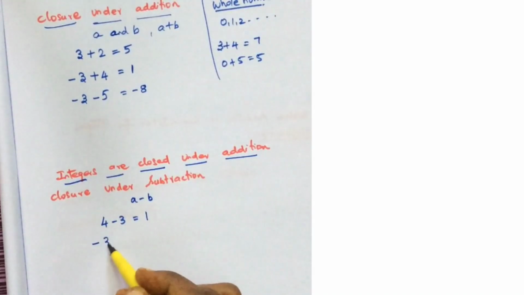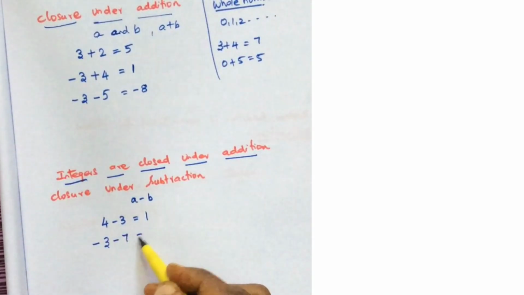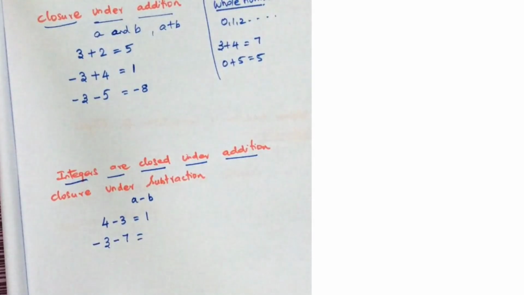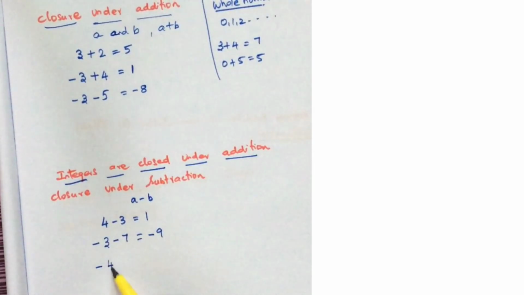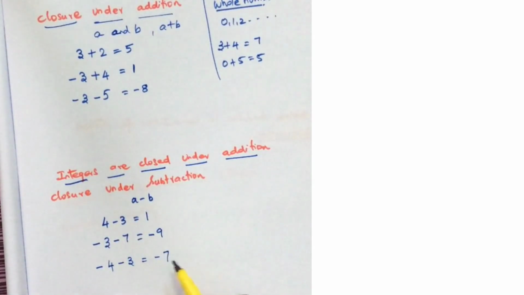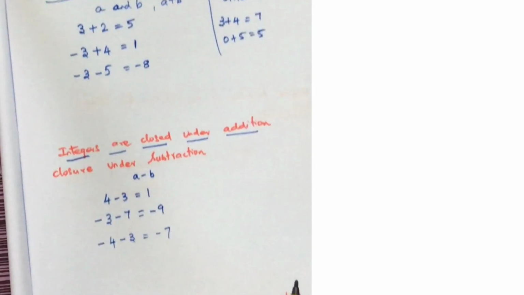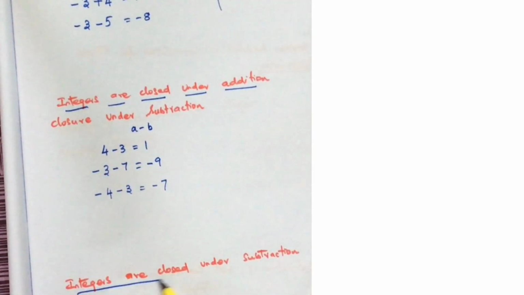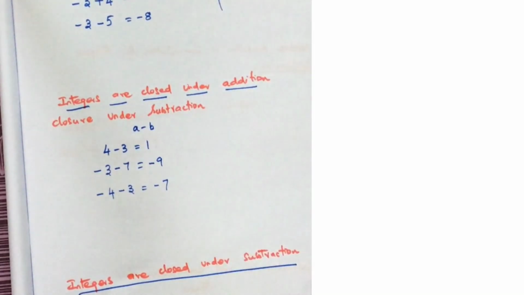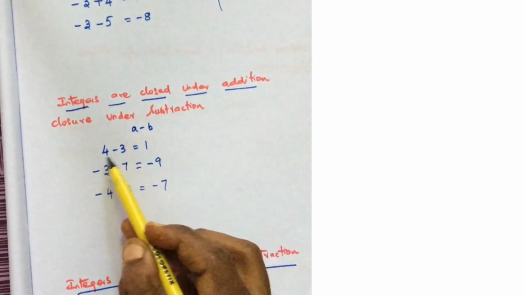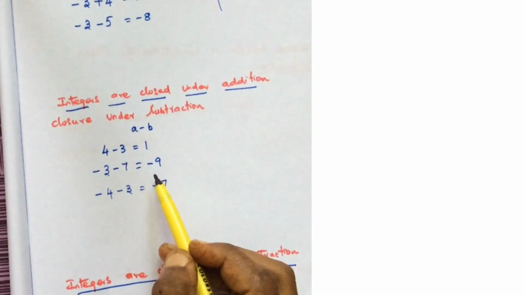Minus 3 minus 7, so this is minus 10. Minus 10 is also an integer. A few more examples: minus 4 minus 3 is minus 7. So we can say here integers are also closed under subtraction. Even if you subtract any two integers, the result is also an integer.